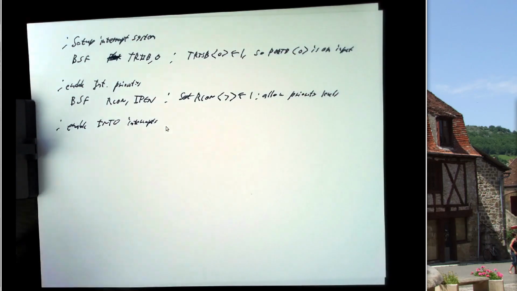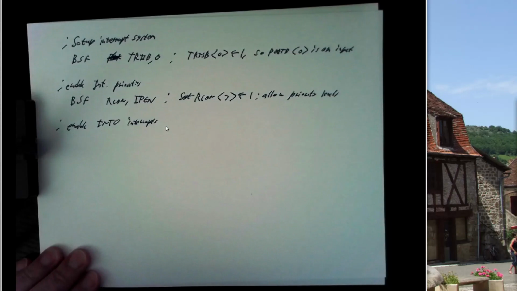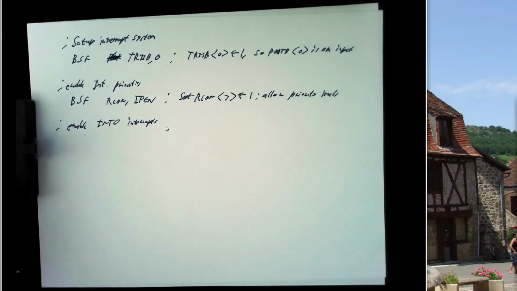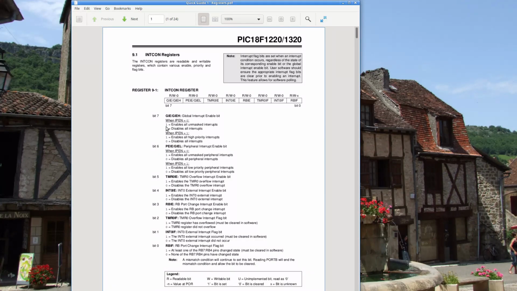Lots of things can interrupt the system. Int 0, int 1, int 2, a change on port B, a timer expiring. Lots of different things can cause interrupts. But by default, none of them will. They're all disabled. So we're going to say, let's have int 0 be something that's allowed to interrupt us. And so all of these things, it's a matter of looking through this data sheet of interrupt registers and trying to figure out which bits you need to set.